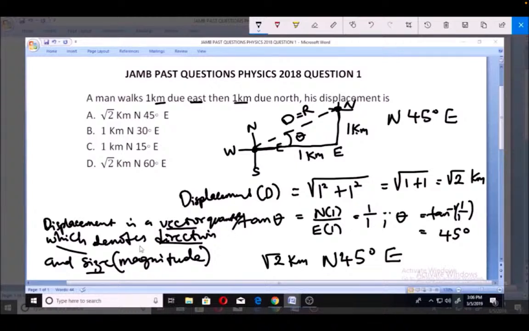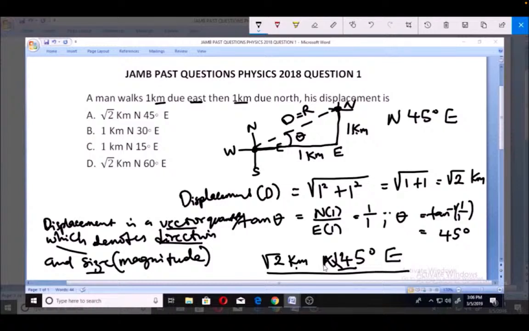Displacement is a vector quantity, which denotes direction and size, which has direction and size. So this is the right answer. After calculating this with this formula, you put the direction exactly the way I said it there.